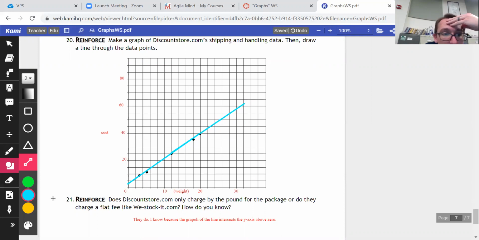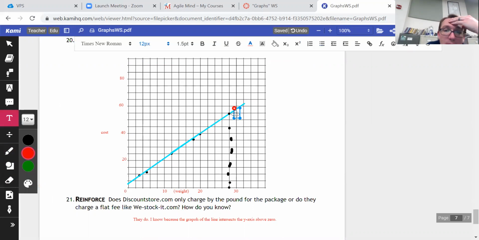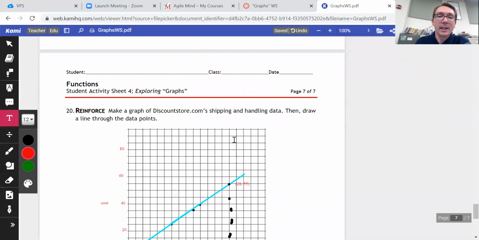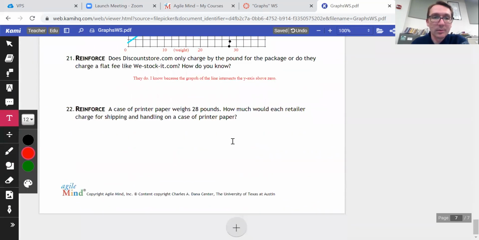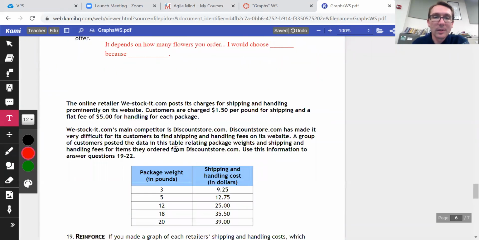Something like that. So if I wanted to buy 28 pounds, that'd be 2, 4, 6, 8. That would be about 55. So X is 28, and Y is about 55. That looks like about right for this graph. I wonder how we would find it out for the other one. Either retailer. Did they give me the other retailer? Oh, here they are. Okay.